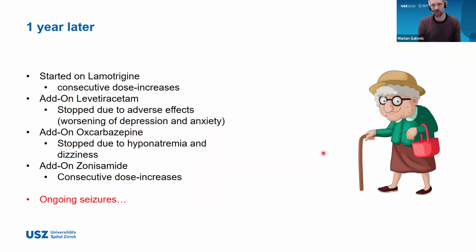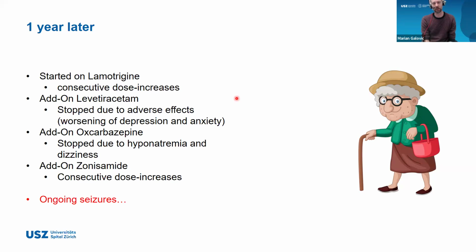Right, so what happened to Rosa? One year after her seizure, she was initially started on lamotrigine, and she had some consecutive dose increases, but she had continued seizures. So then we added levetiracetam to her medication, but this had to be stopped due to adverse effects. She had some worsening of depression and anxiety. Then oxcarbazepine was added, but it had to be stopped due to low sodium levels, hyponatremia, and dizziness. And this is something that's very, very common in older individuals.